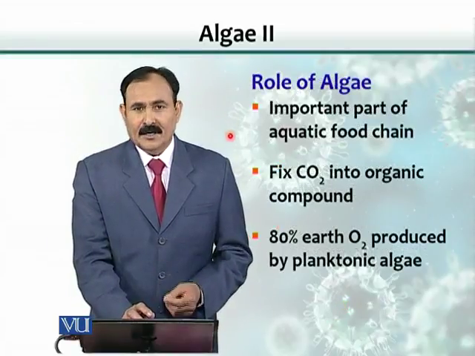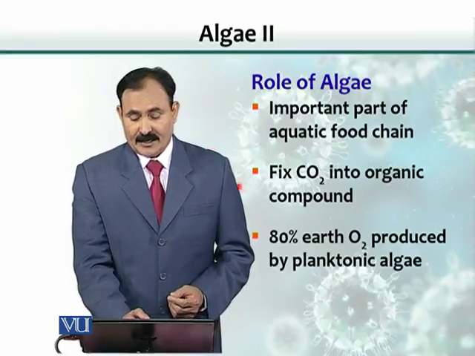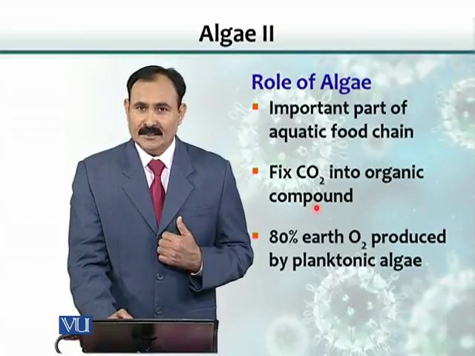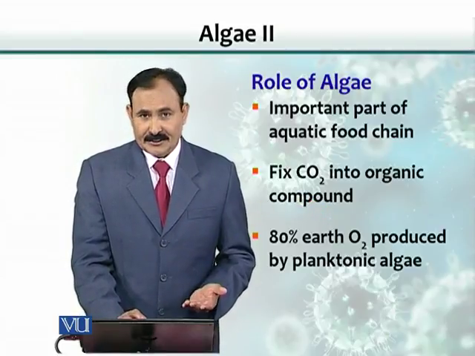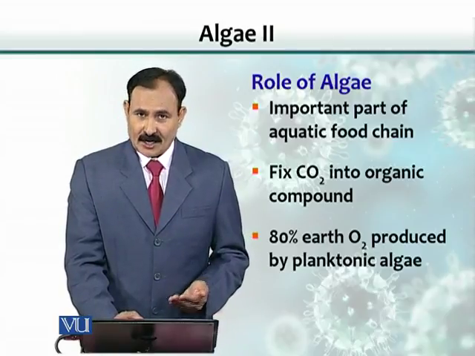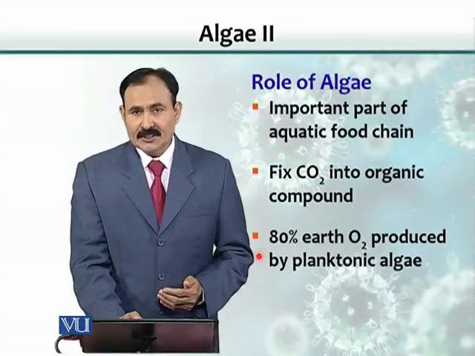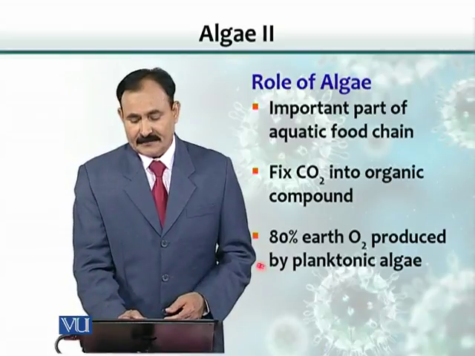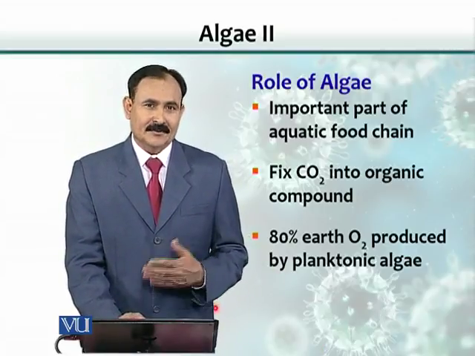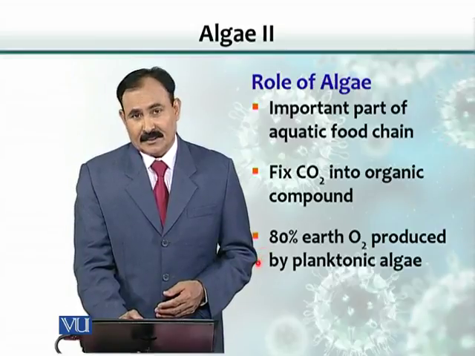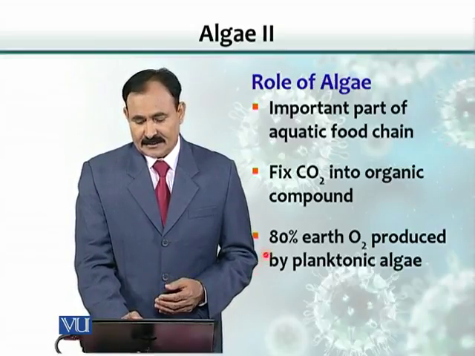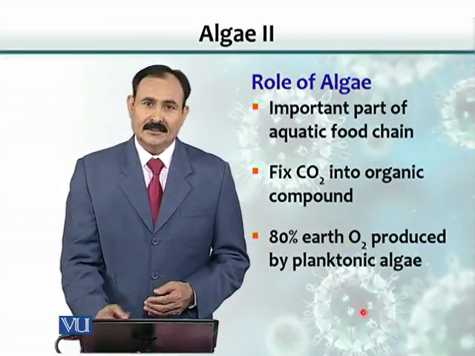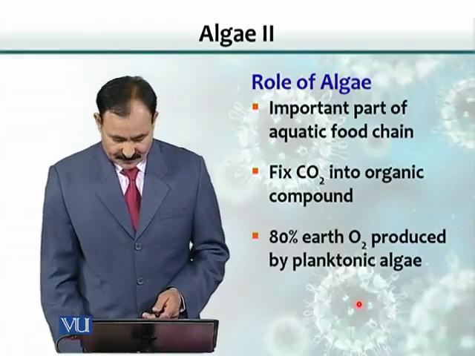Algae are an important part of the aquatic food chain. They also fix carbon dioxide into organic compounds, which we use like food thickeners and also sources of starch. And they contribute almost 80% of Earth's oxygen. This is an astonishing fact. We believe that plants basically produce a lot of oxygen, but if you look at the statistics, it tells us that 80% of the Earth's oxygen is basically generated by these algae that are there on the face of the Earth.